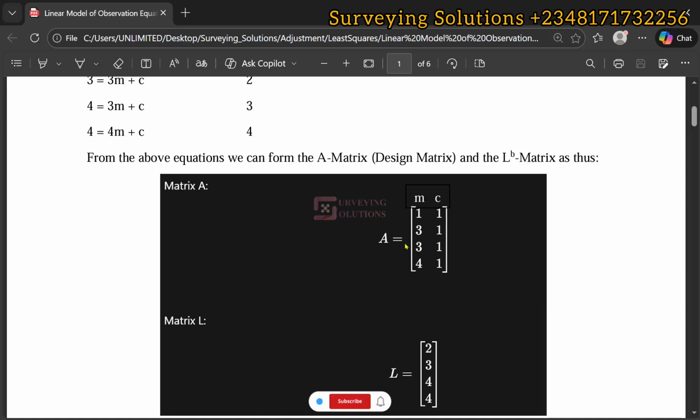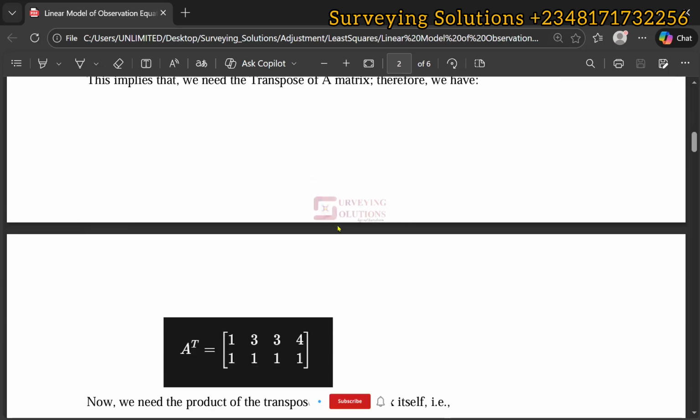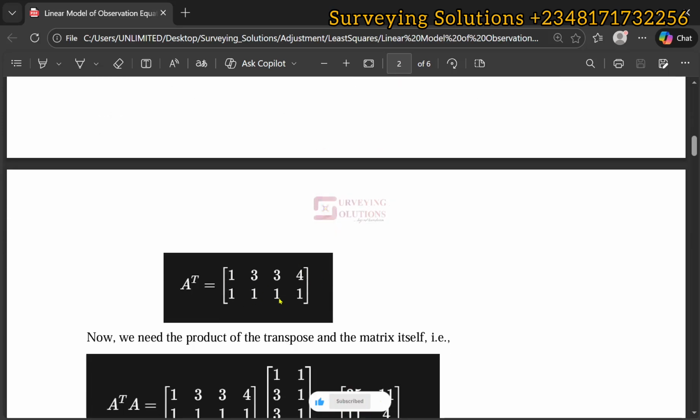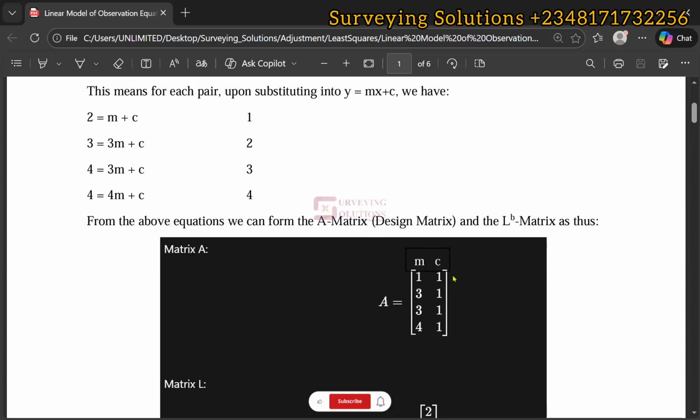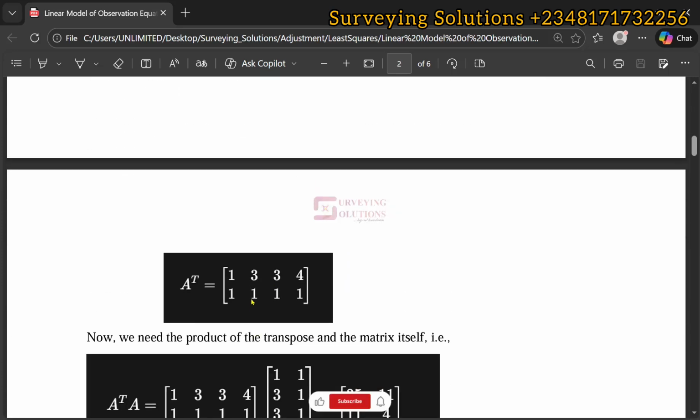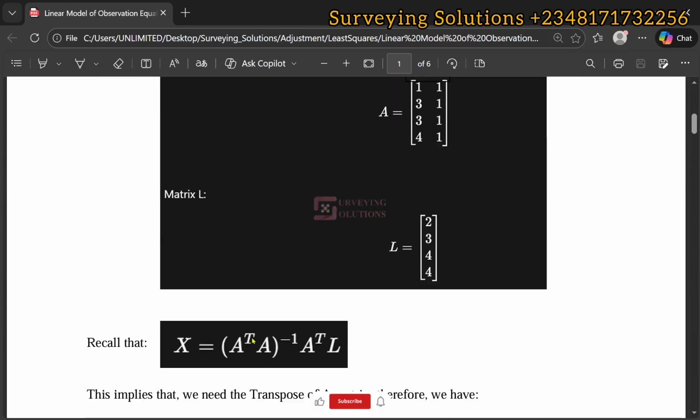When we do the transpose, we now have a 2 by 4 matrix. We convert the rows to columns, so it will be 1, 1, 3, 1, 3, 1, and then 4, 1. Now we need the product of the transpose and the matrix itself, which is A transpose A.